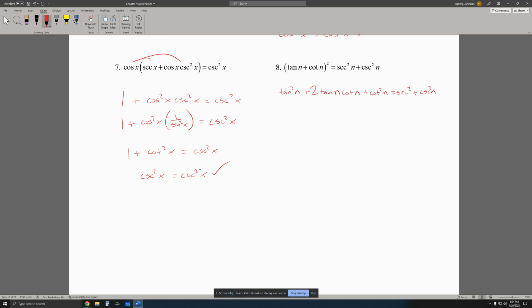Okay. Well, I noticed that tangent cotangent is equal to 1, right? Those are reciprocals of one another. So we have tangent squared n plus 2 plus the cotangent squared n equals secant squared of n, I forgot an n up there, n plus cosecant squared of n. Okay, I'm going to do something a little bit clever here. I'm going to take this 2 and split it up into 1 and 1. So we have 1 plus the tangent squared of n plus 1 plus the cotangent squared of n.